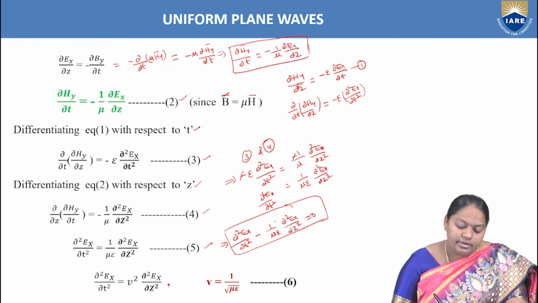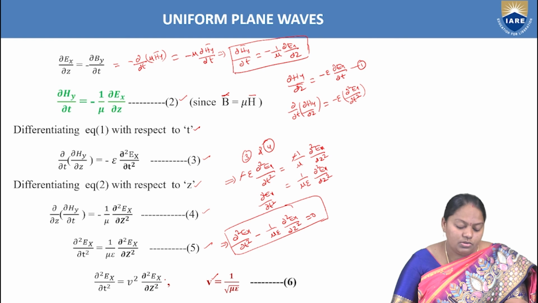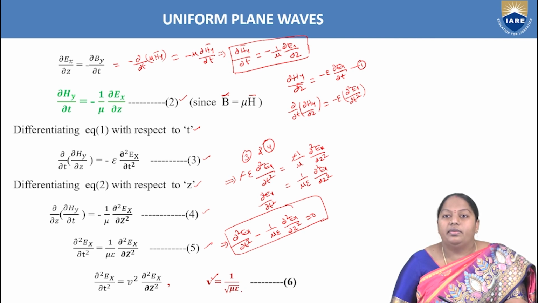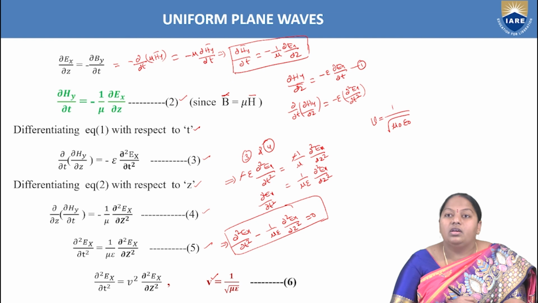In order to express this in terms of wave velocity, we replace 1 by mu epsilon with v square, so the equation is written as dou square Ex by dou t square equals v square into dou square Ex by dou z square. As we know, the wave velocity is given by v equal to 1 by root of mu into epsilon. For a free space medium, it is replaced by 1 by root of mu naught and epsilon naught.